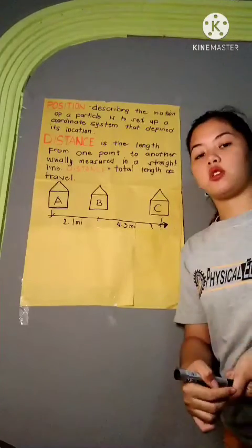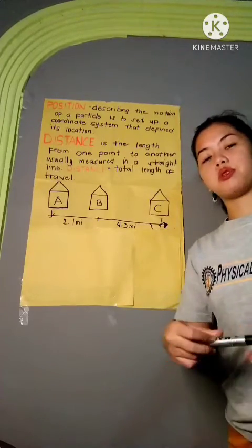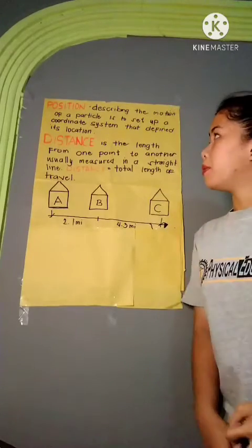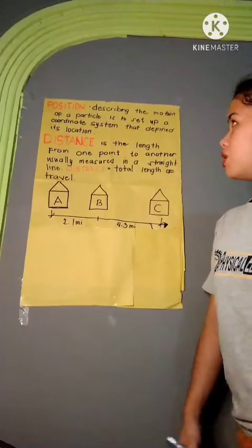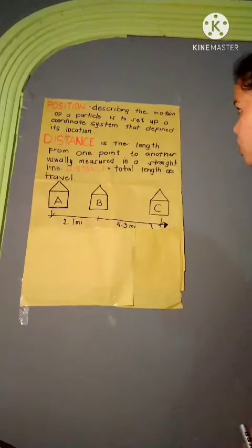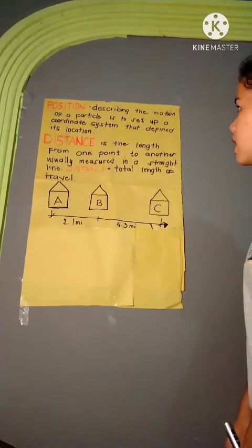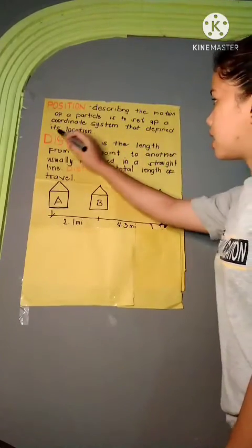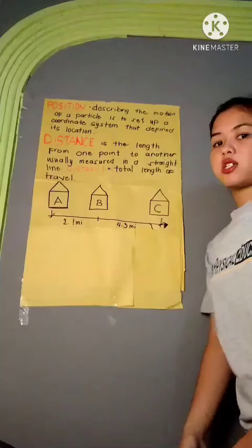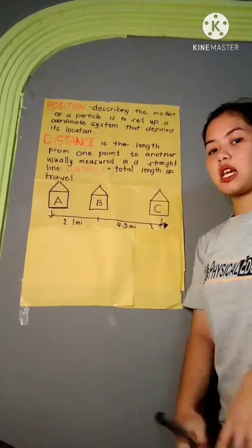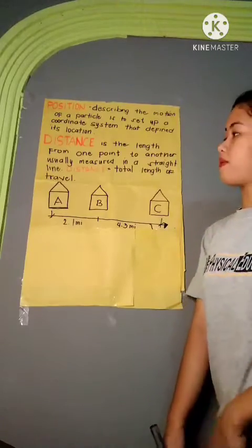For this video, ipapaliwanag ko po sa inyo ang position, displacement, at distance. Mag-umpisa po tayo sa position. What is position? Position is describing the motion of a particle is to set up a coordinate system that define its location. Ang position daw po, yung nade-describe ng location ng object.